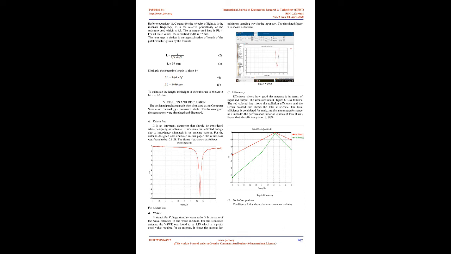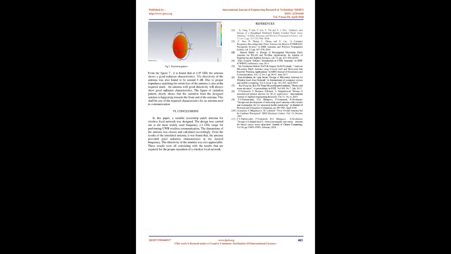As the resonant frequency of the antenna has been fixed, the primary parameters for designing a patch are the length, width, and thickness of the patch. By considering the fundamental mode of the antenna, certain unique equations were framed to design a patch. The width of the patch is calculated using the relation in equation 1. c stands for the velocity of light, f0 is the resonant frequency, and εr is the relative permittivity of the substrate used, which is 4.3. The substrate used here is FR4. For these values, the identified width is 37 mm.